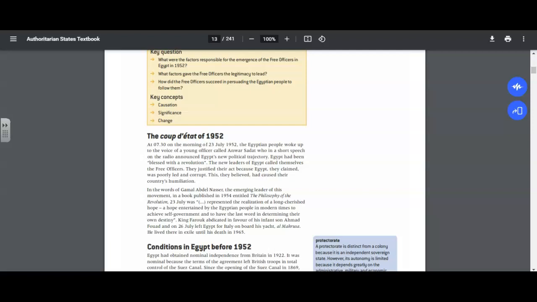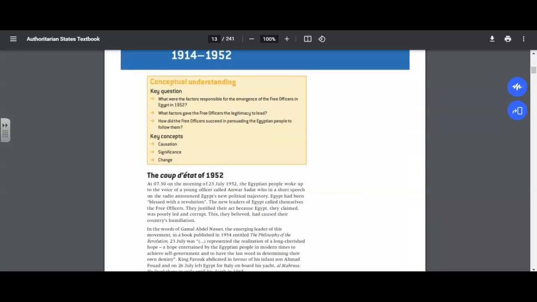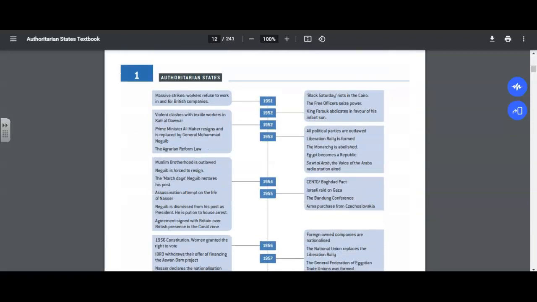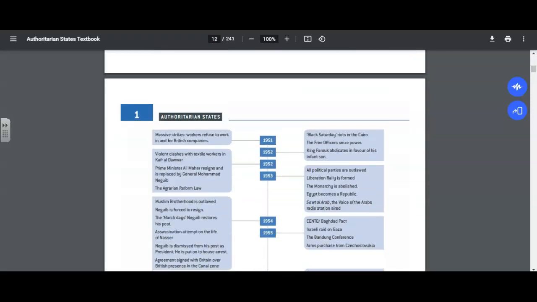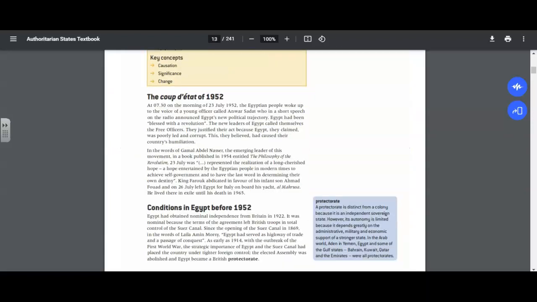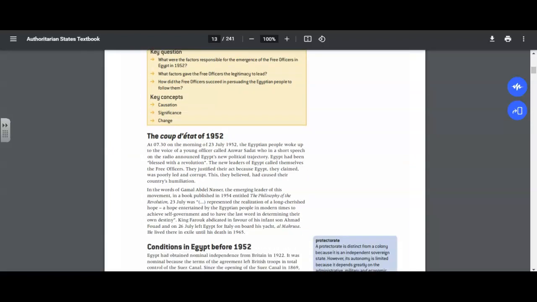The first thing you obviously want to read is the title, because it's going to explain what's happening. This is probably not a bad time to reference the event being discussed along the timeline. If we look down here, the coup d'etat was in 1952. Looking up here, we know previously there were massive strikes refusing to work for British companies. We also see over here the Free Officers seizing power in the coup, and King Farouk abdicating. We know this is going to happen later on. We're also going to see some agrarian law reforms later on. So it's nice to understand roughly what's going on in this time period, so we understand what we're going to be reading about as well.